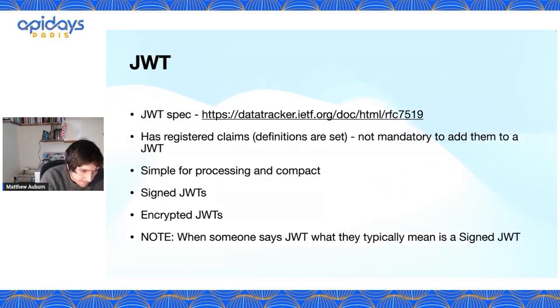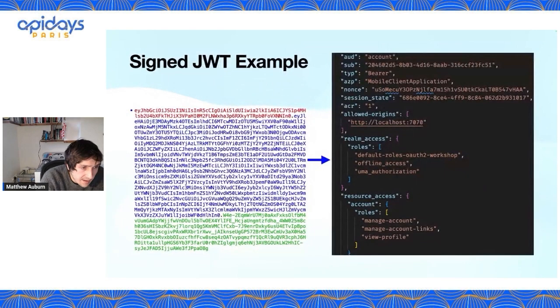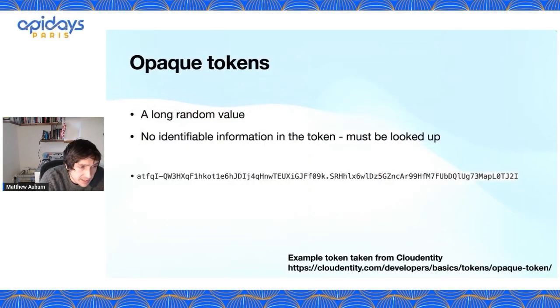Cool. So the other version of access tokens is opaque tokens, and these are just long random values. I've just taken an example one by Cloud Density. And as you can see, this is just a string, and there's no identifiable information within the token. It must be looked up. So that means when a resource server gets the access token in the opaque token format, then it has to go and look it up from somewhere.